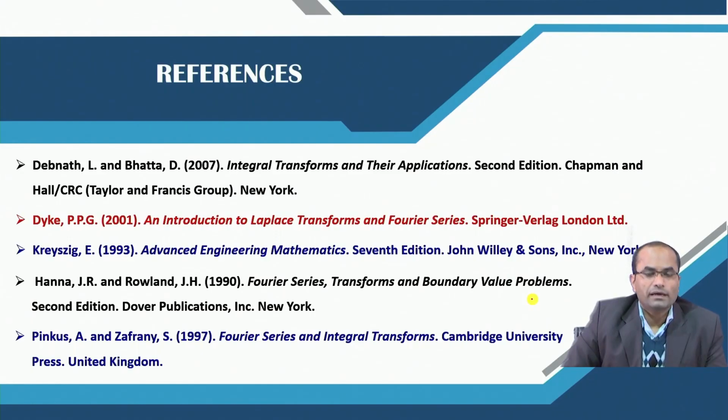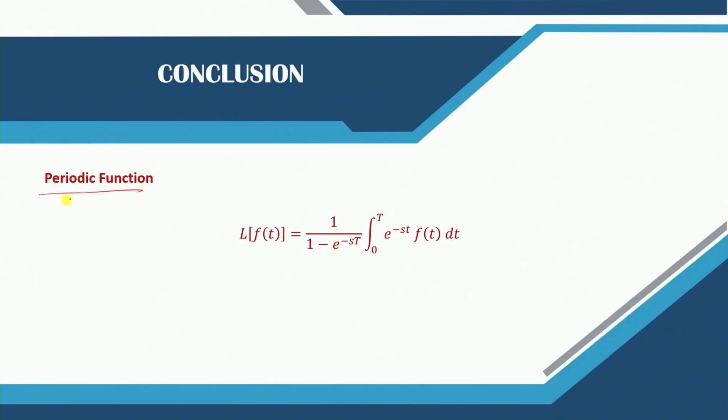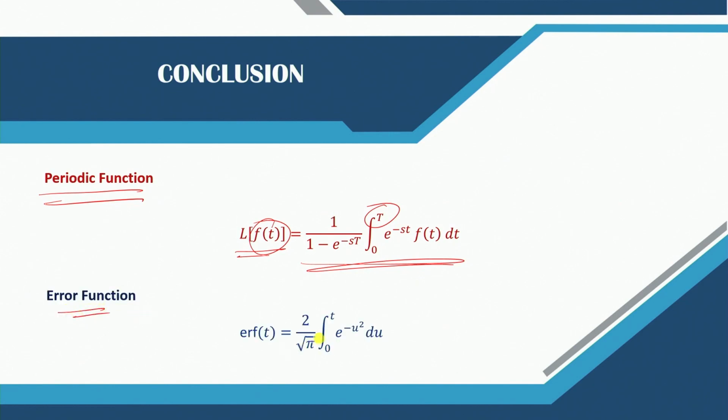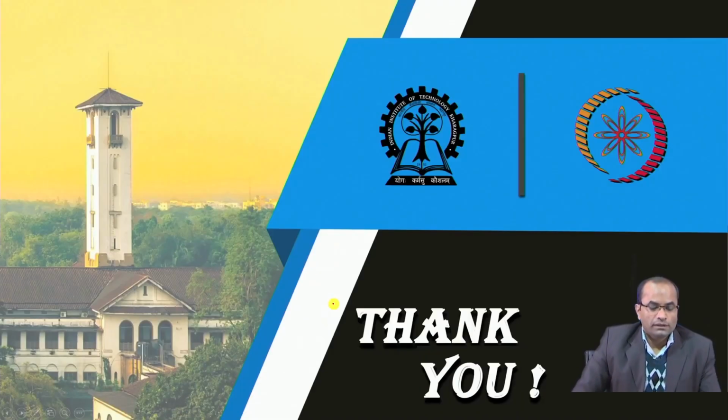So, these are the references we have used for preparing this lecture, and now coming to the conclusion, we have discussed two functions here. One is the periodic function. If f is a periodic function, its Laplace transform can be evaluated using an integral over one period, which is no more the integral from 0 to infinity. And then the error function, which is defined by this integral, and we have seen various forms of the error function whose Laplace transform can easily be evaluated. So, that is all for this lecture, and thank you for your attention.